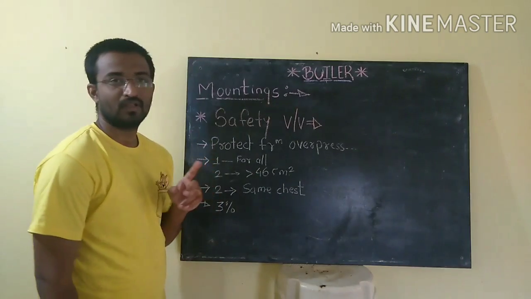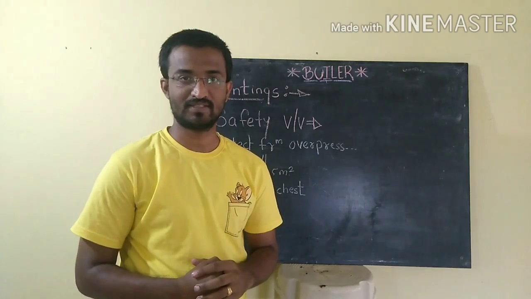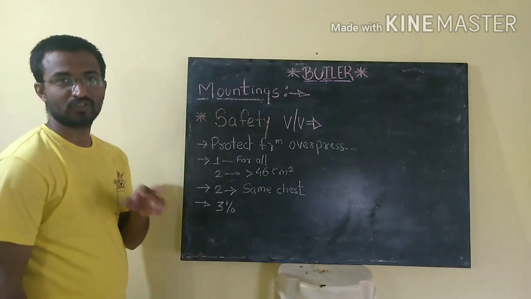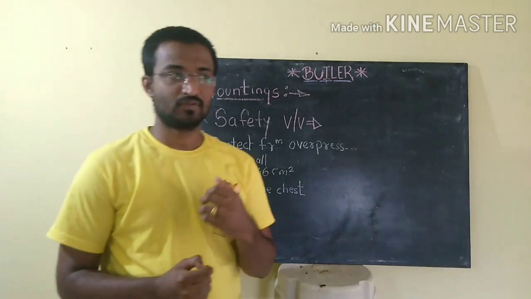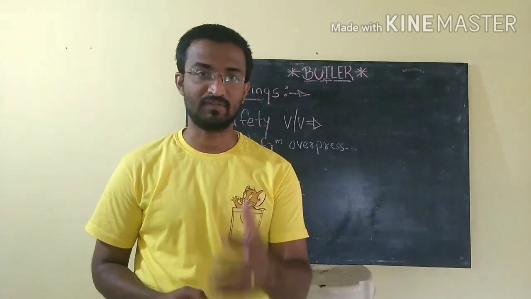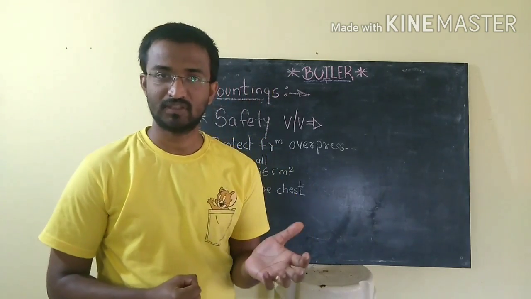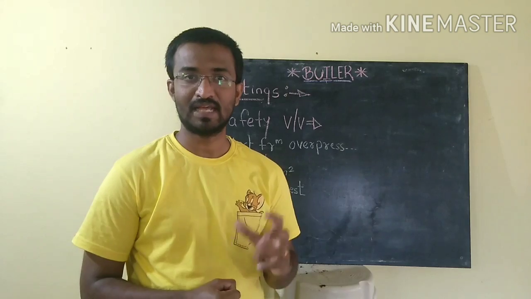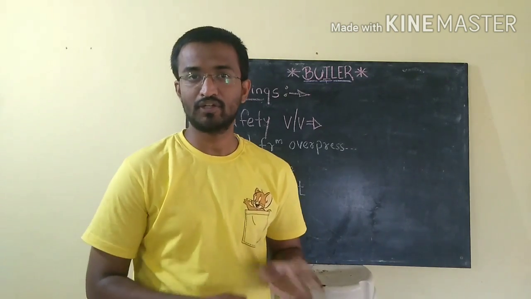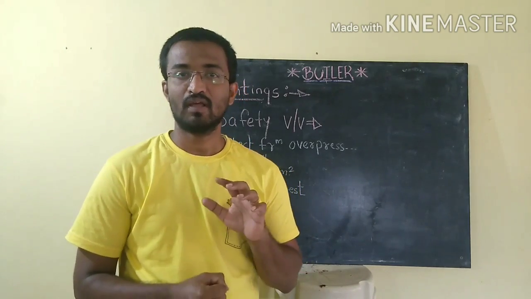So the safety valve. The reason behind the safety valve is to protect the boiler from over pressurizing. Generally this is the regulation about the safety valve: every boiler or any steam generator should be fitted with at least one safety valve. And a boiler or steam generator having more than 46.5 meter square of water heating area should have at least 2 safety valves. So I will repeat it again.